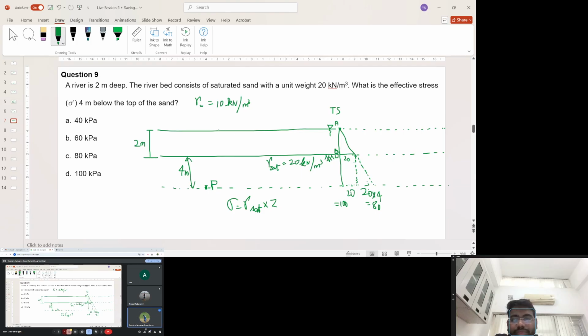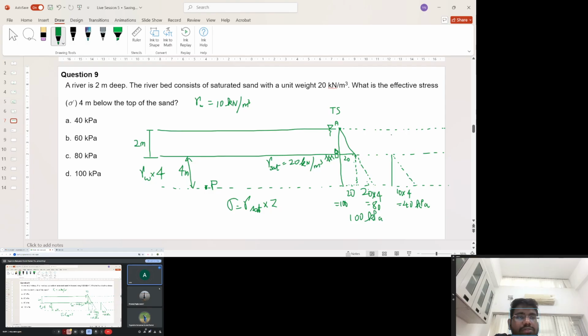So at this, it is gamma w into 4. This is the pore water pressure. This 10 into 4, which is 40 kPa. The total is 100 kPa.